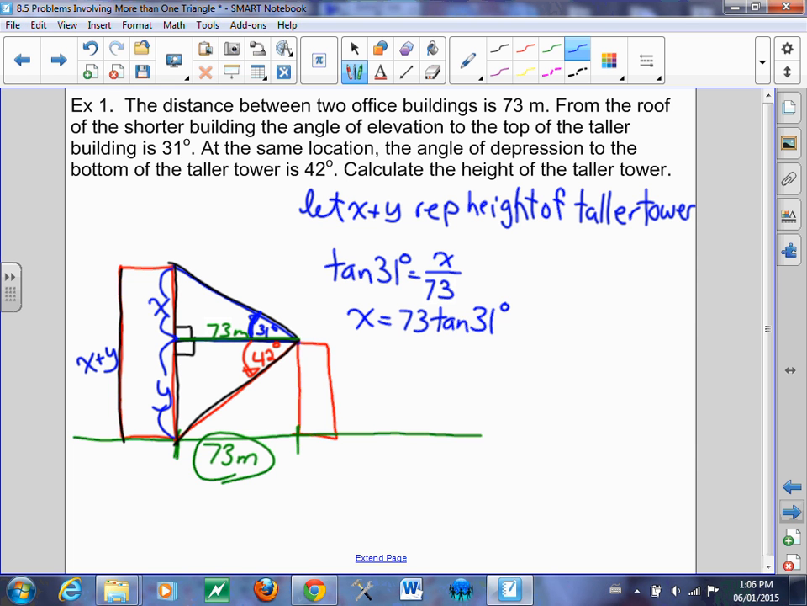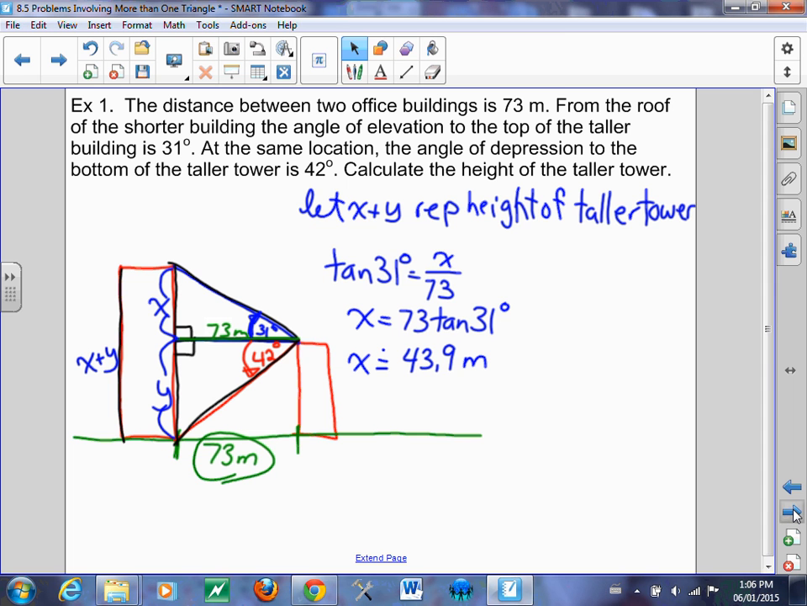Plug that in your calculator, ladies and gentlemen, and you're going to say x is approximately 43.9, and our units are meters. Okay, so we know part of the height of the building. If the question asked how much taller is the big building compared to the small building, you could tell me it was 43.9 meters, but it didn't ask that. It said what's the total height of the tower.